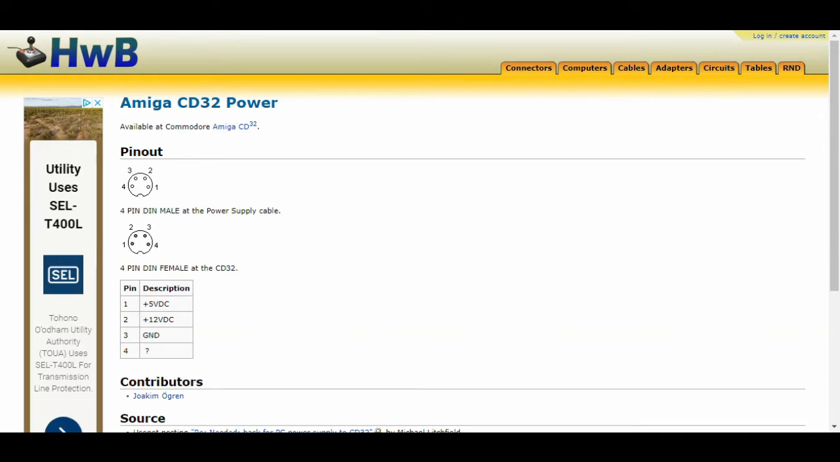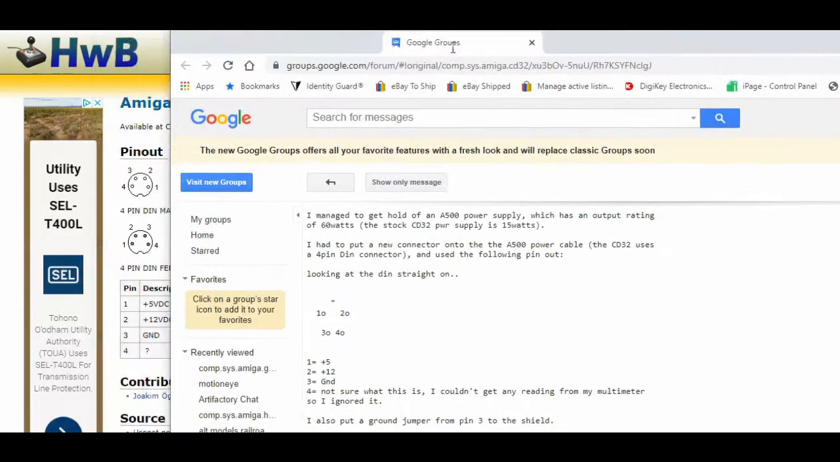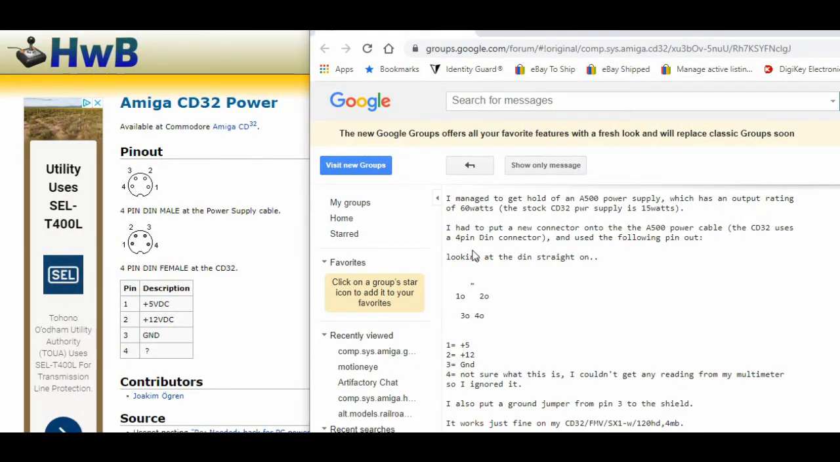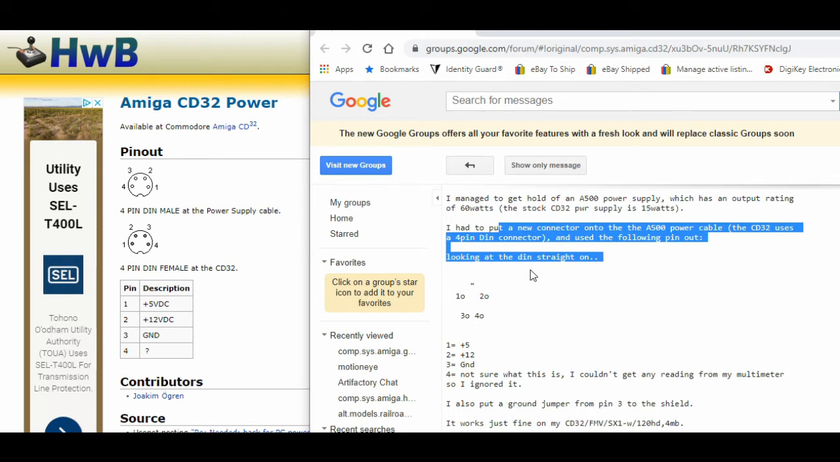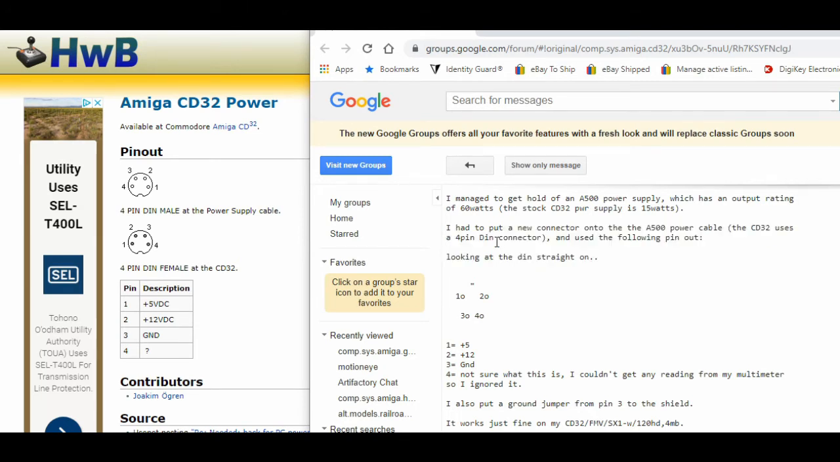So would this brick your CD32, or would it brick your power supply? Well, let's see. It says looking at the DIN straight on, but it doesn't say whether it's the power cord or the DIN on the back of the CD32. But what I've discovered is that this is looking at the male pins on the actual power cord. People really need to be very specific when they do these postings.